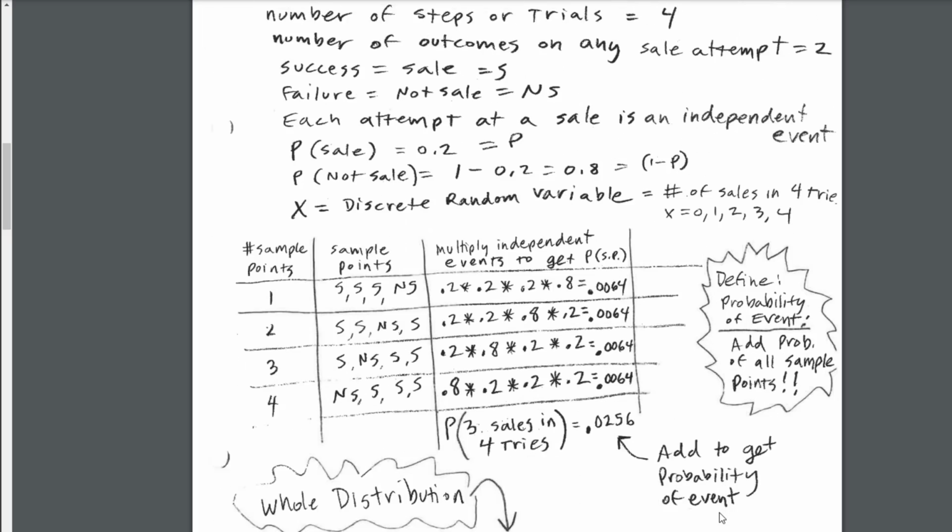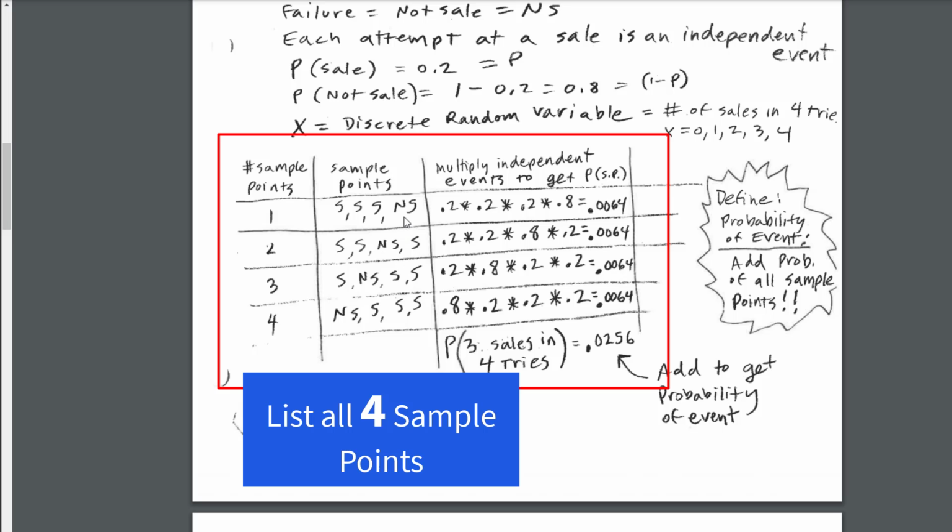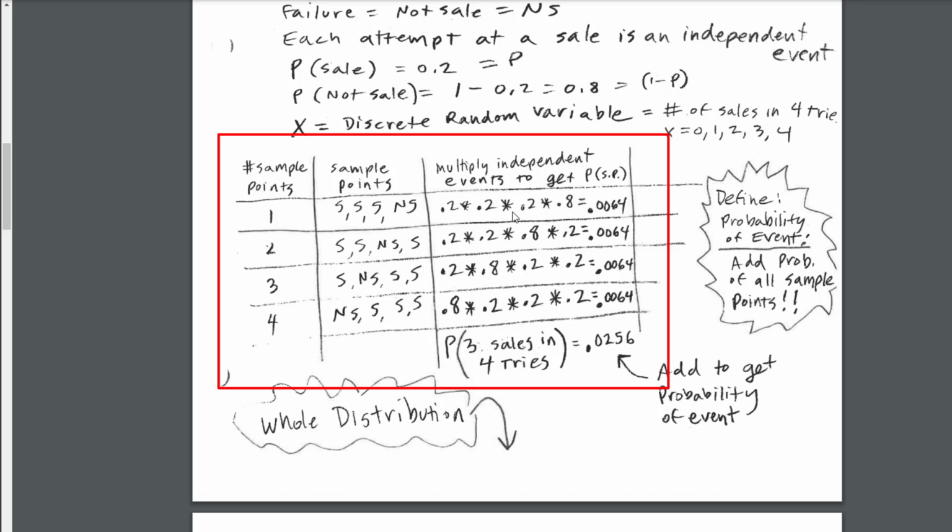Now, if we scroll down, here's how we did it in Chapter 4. We had to get busy creating all the sample points. So sale, sale, sale, not sale. Sale, sale, not sale, sale. So we listed all 4, and then we had to figure out the probabilities.